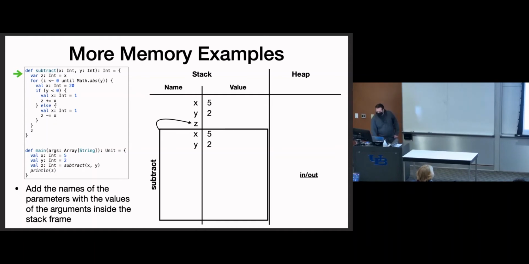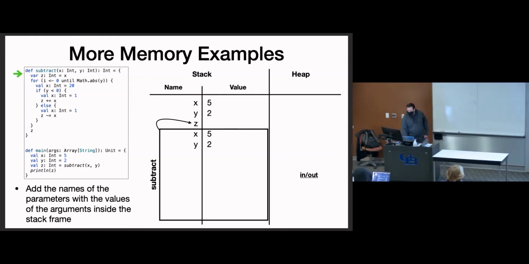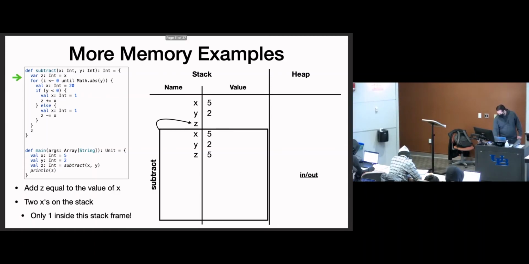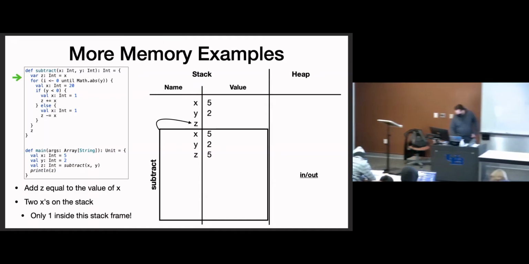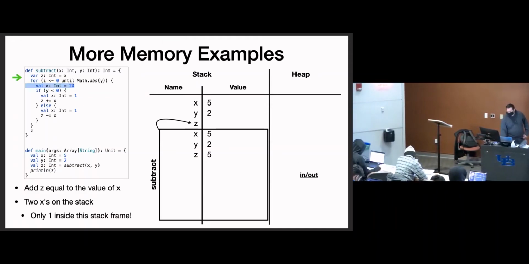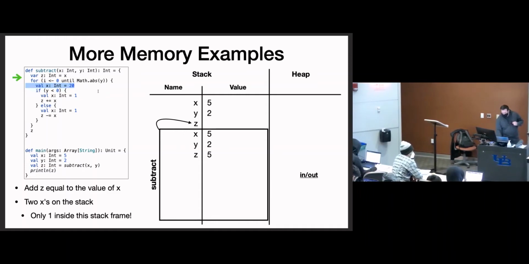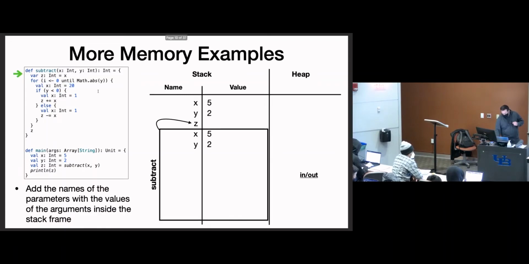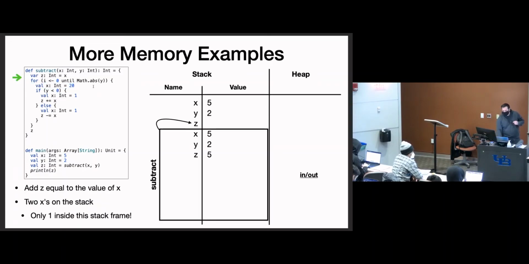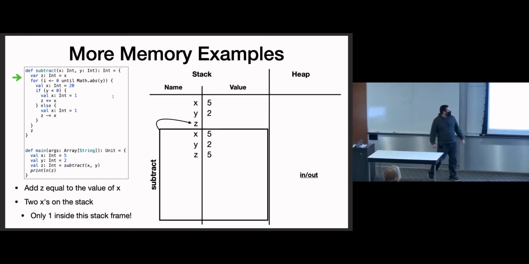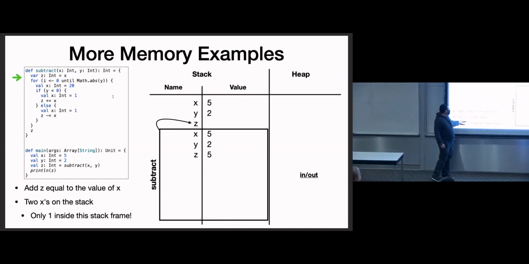Oh well. So we add those parameters to the stack, assign them the values of the arguments. What does the int 20 mean? This guy right here? We'll get to that. I assume that's the one you mean? Unless I had a typo in the slides. No. We'll get to that one. I'll have a lot to say about that one when we get to it. Next, we're going to add z equals x to the stack.